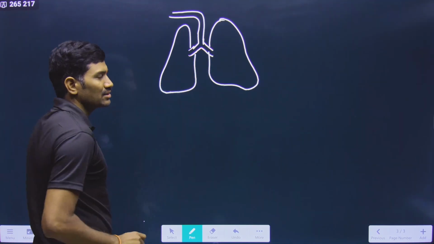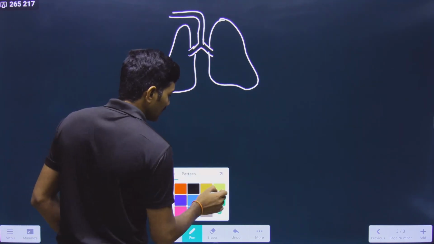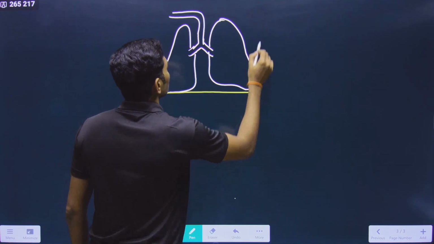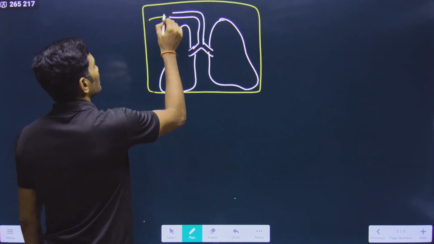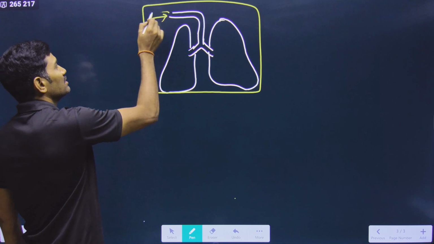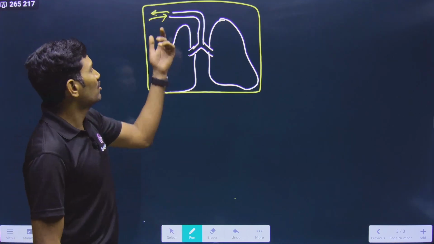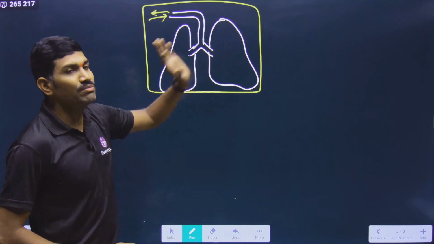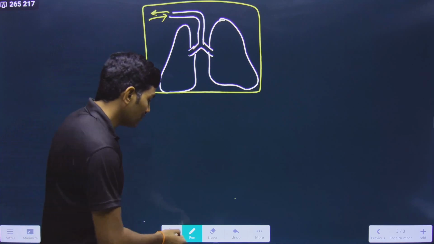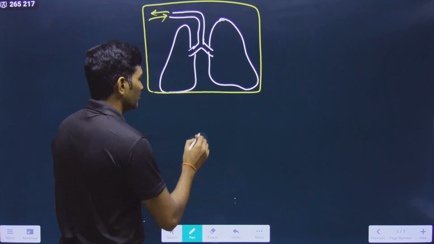Suppose it is like this. So what we are saying here, breathing means up to this. That means air is entering into the lungs, and from the lungs air is released outside into the atmosphere. Up to this it is breathing. But where is this exchange of gas taking place? Now you need to observe carefully here.